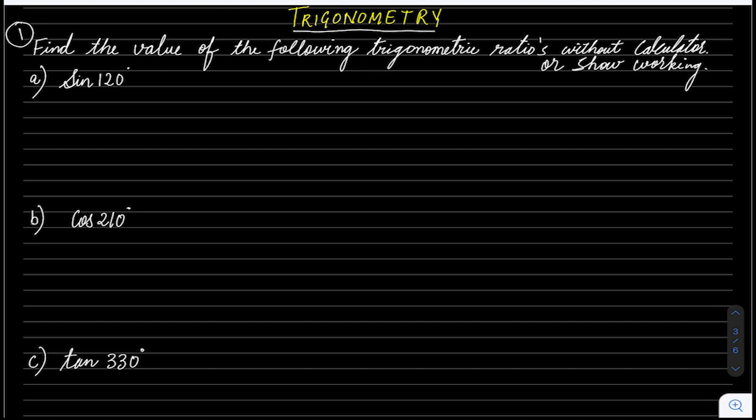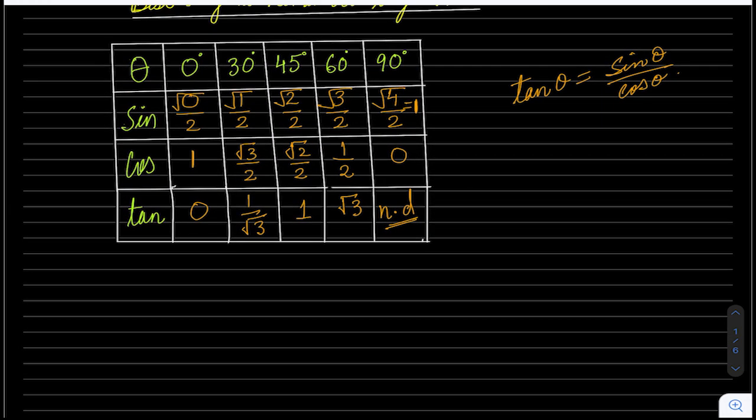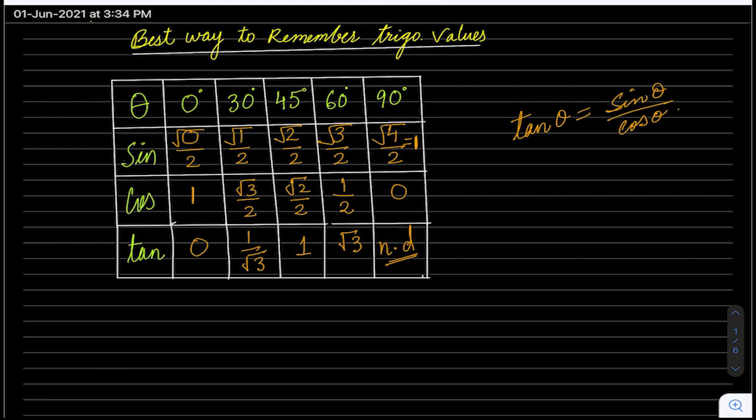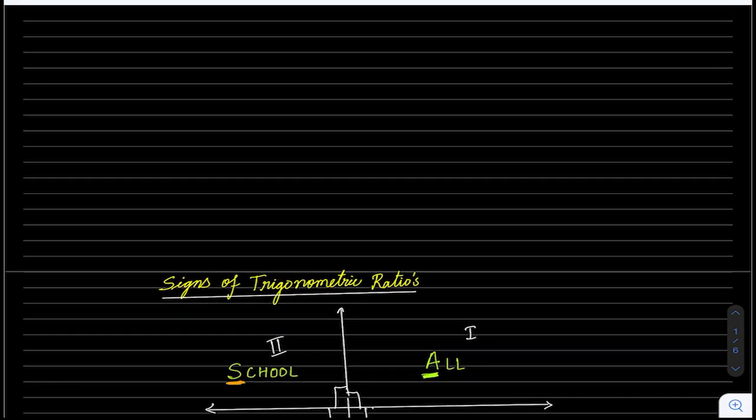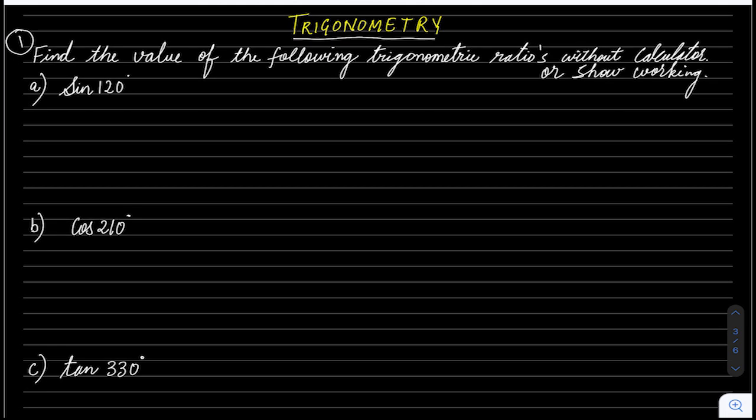In the previous videos, we saw a little bit of trigonometry. First we saw how to remember this trigonometric table and the best way to remember it. Second, we saw how to find the signs of trigonometric ratios in all quadrants. We use ASTC, or you can use "All School to College." Okay, so now let's use these two topics and try some questions on this.